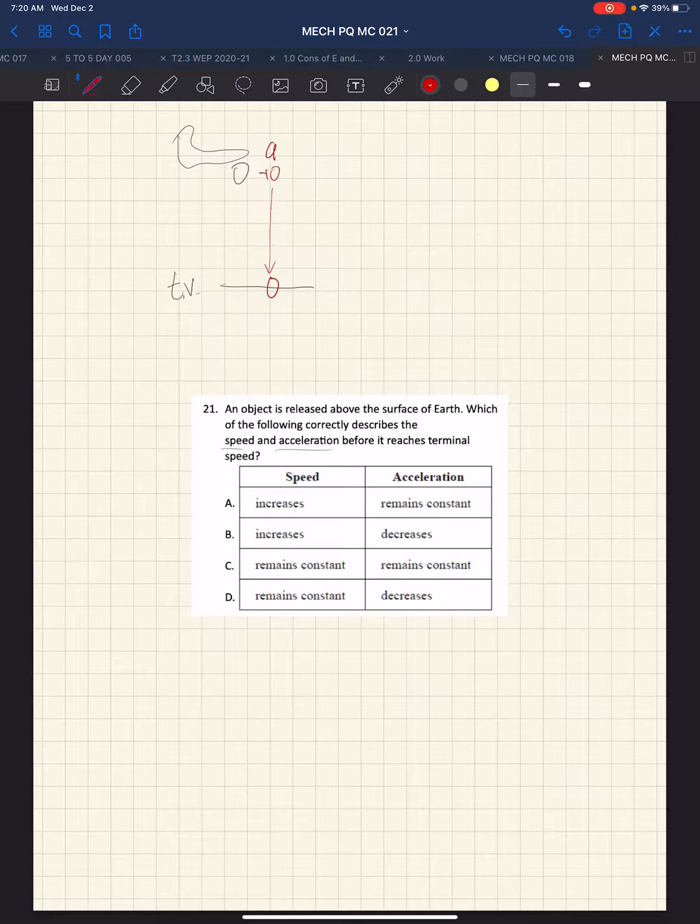So if we look at the acceleration column in the choices, the acceleration does not remain constant. It does not remain constant. So we're at 50-50 right away.